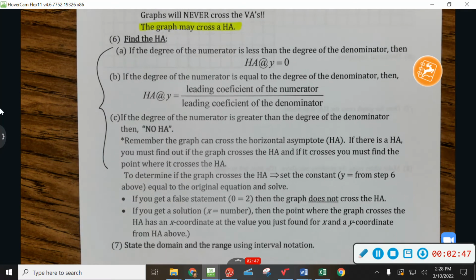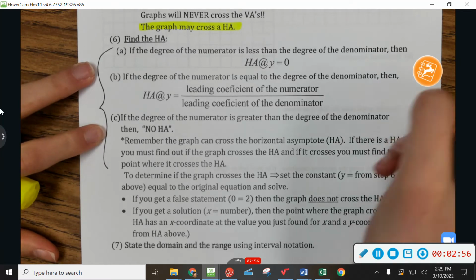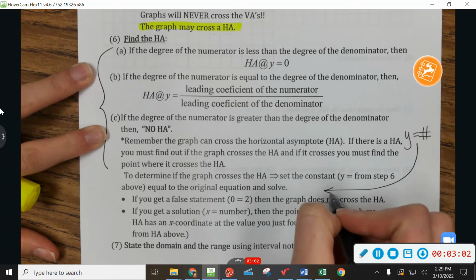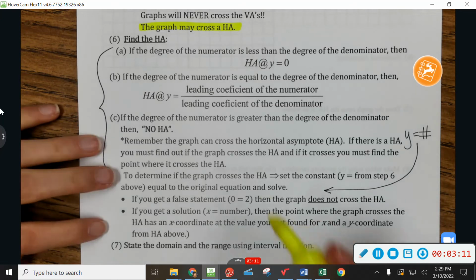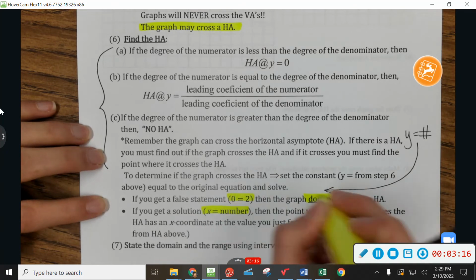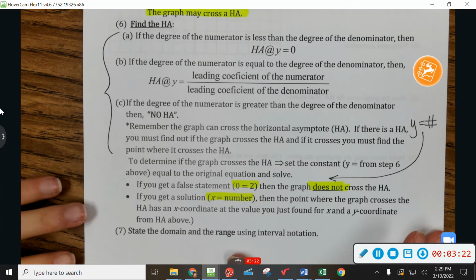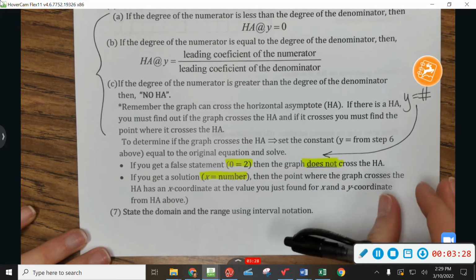Now, to check if the graph crosses at the horizontal asymptote, you're going to take whatever the horizontal asymptote number is. You get y equals something. You're going to take that number and set it equal to your original equation. And you're going to solve. If you get x equals the number, then that means that is the point where it crosses the horizontal asymptote. If you get a false statement, it does not cross. Okay? Then when you're done with that, you do your domain and range. Okay?